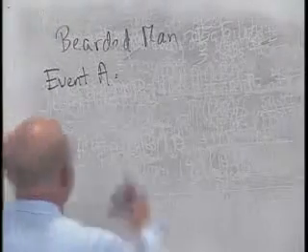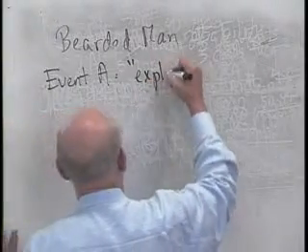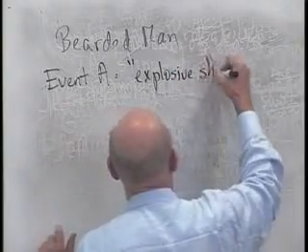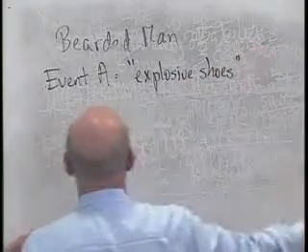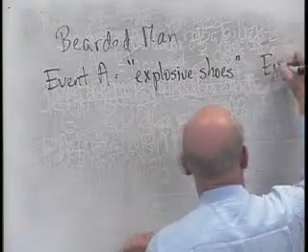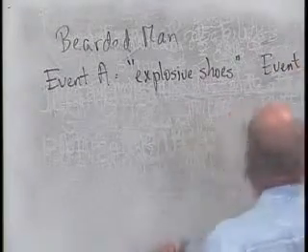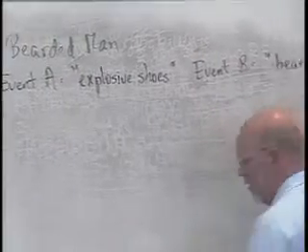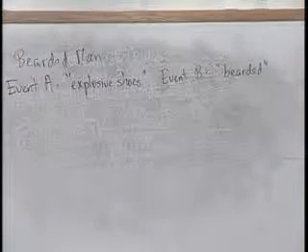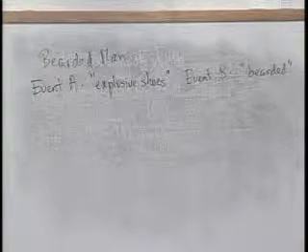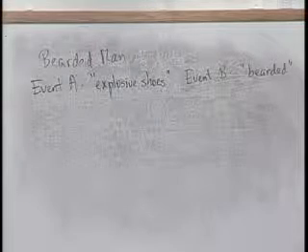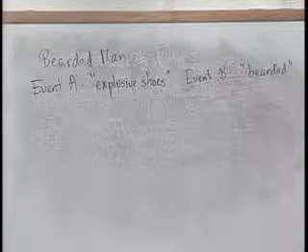Event A is that a male passenger chosen at random has explosive shoes. And event B is that the male passenger in question sports a beard. And here are some probability estimates that our hypothetical security screener might come up with.